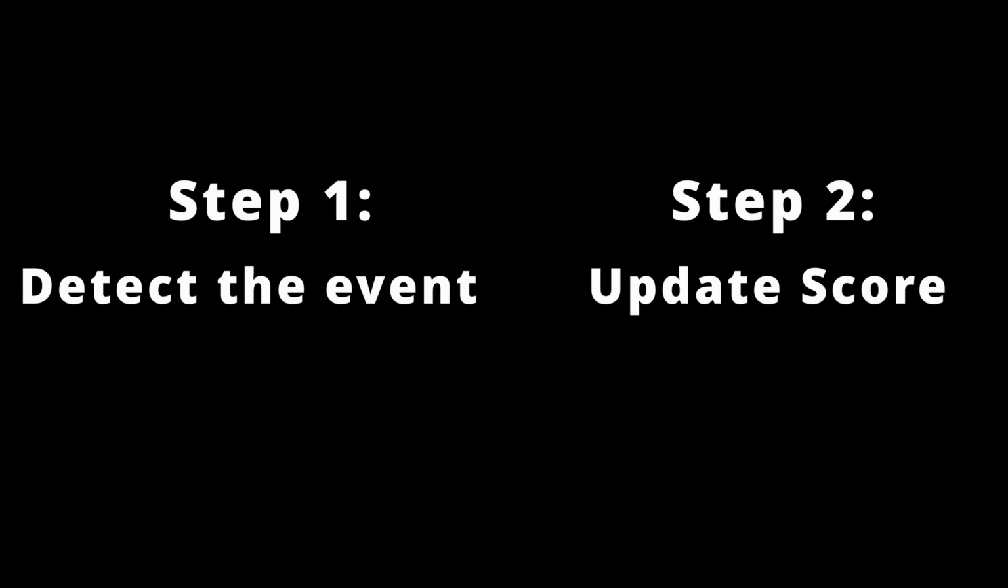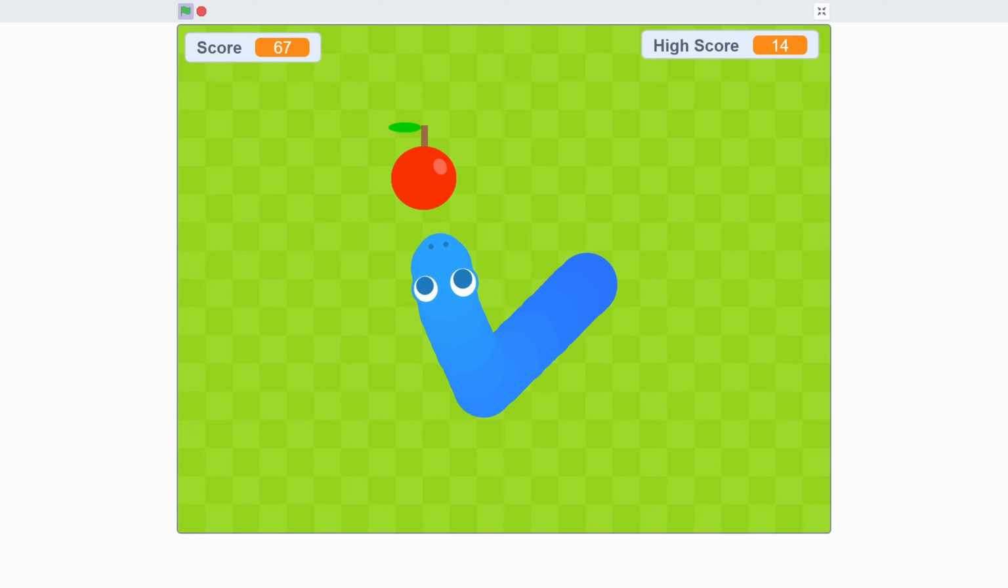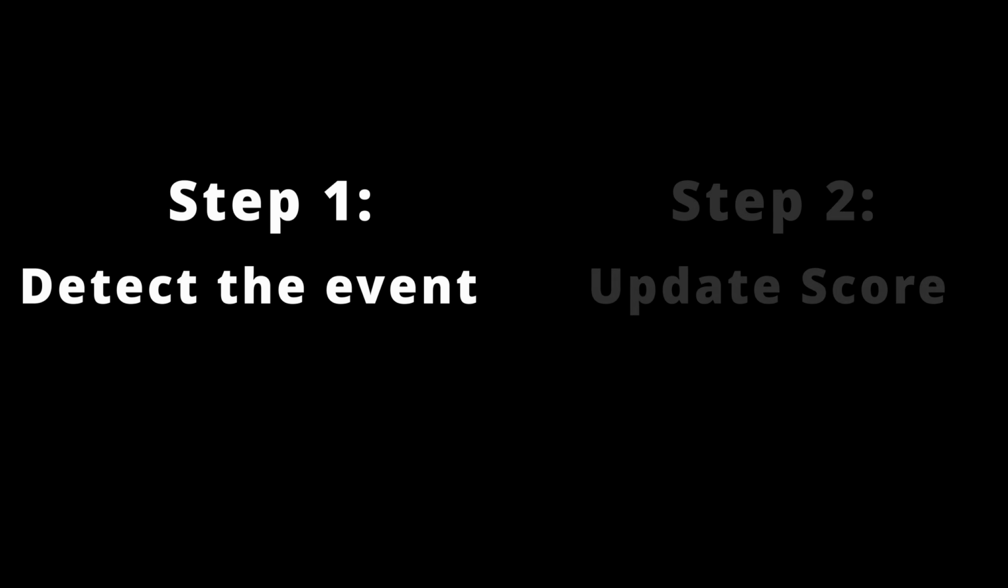To add the scoring, there are two things we need. The first is detecting the event, and the second will be updating the score. The event is simply whatever happens that should give the player a point. In Snake, that's collecting an apple, and in a platformer, it might be collecting a coin, for example. But the process is always the same. First we detect the event, then we update the score.